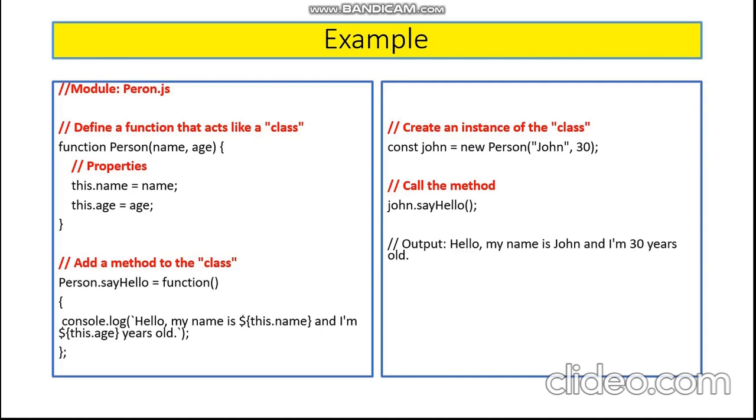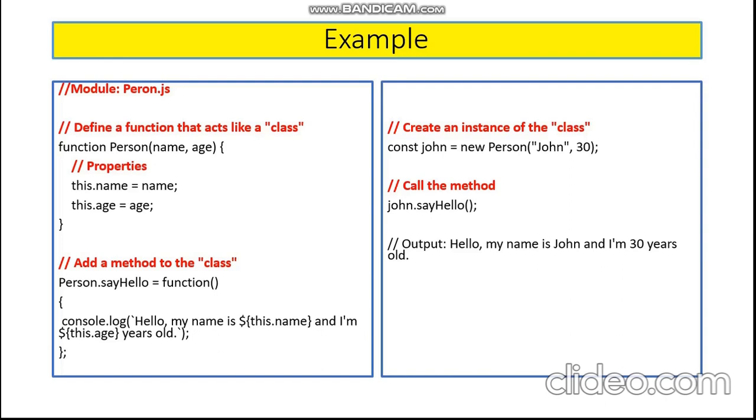If you observe, here I am using person as a class, and this class calls the say hello function. Now this function will print the username and their age. Now the next line, if you observe, I am creating an instance of the class.